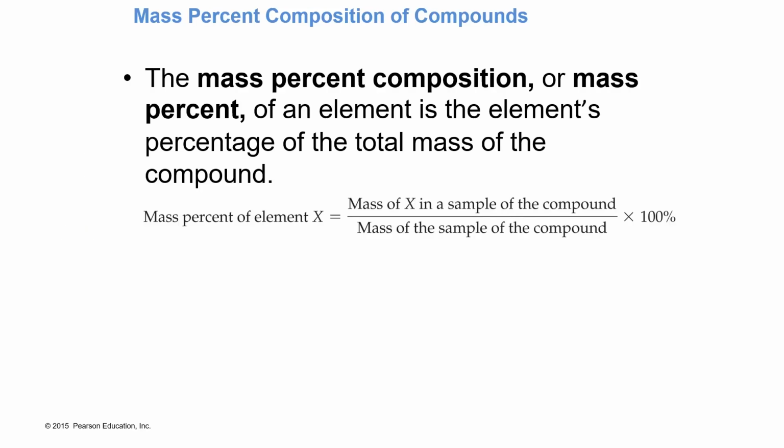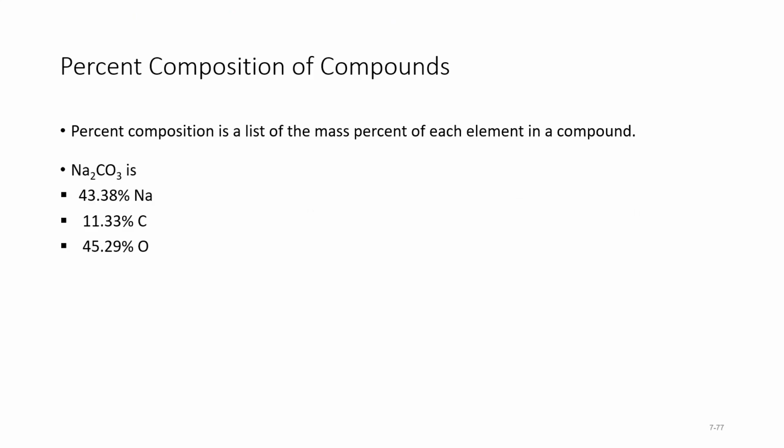Okay, so mass percent or percent composition. The mass percent of an element is equal to the mass of that element in a sample of a compound divided by the mass of the whole compound times 100%. So percent composition is a list of the mass percent of each element in a compound. So Na2CO3, or sodium carbonate, is actually 43.38% sodium, 11.33% carbon, and 45.29% oxygen.